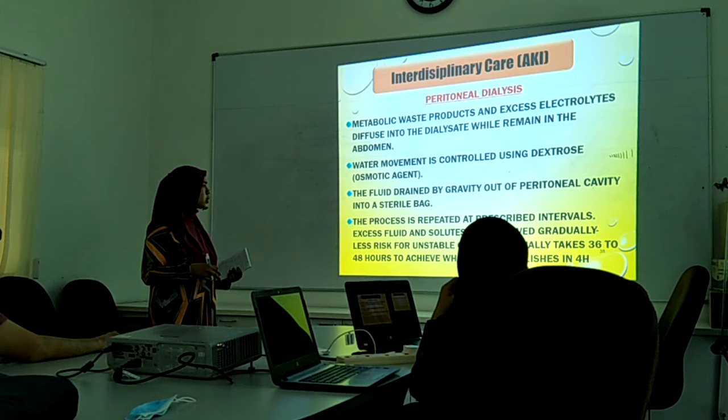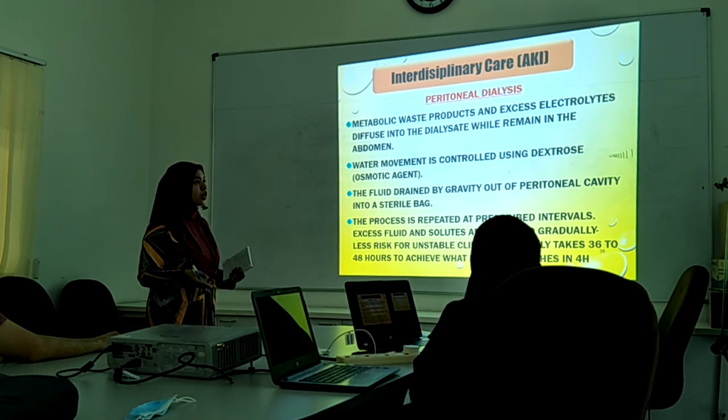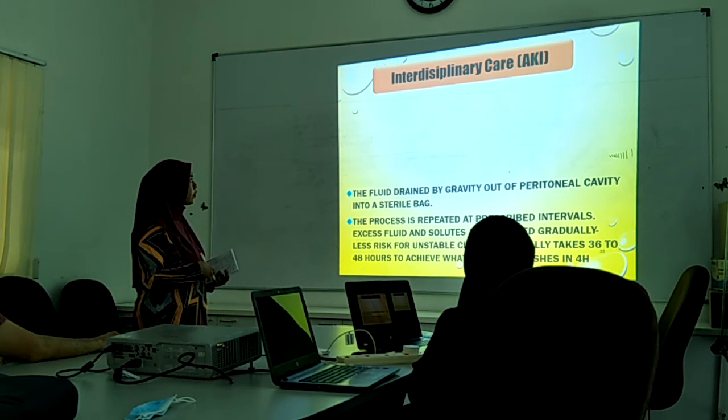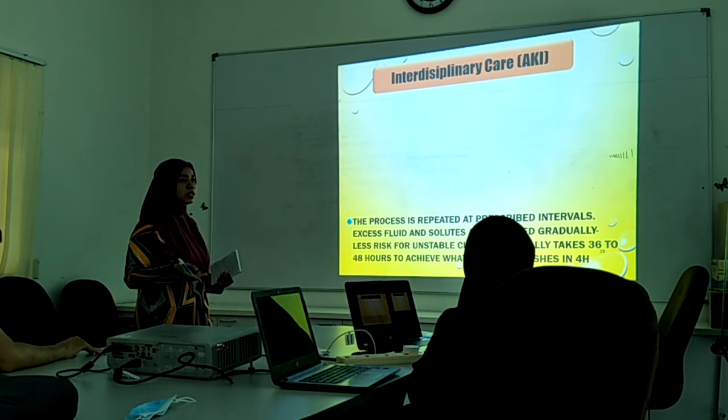Excess fluids and solutes are removed gradually, so there is less risk for an unstable client. It usually takes 36 to 48 hours to achieve what HD accomplishes in 4 hours. Normally if the patient is stable, we use PD, and if unstable, we use CVVHD or hemodialysis.